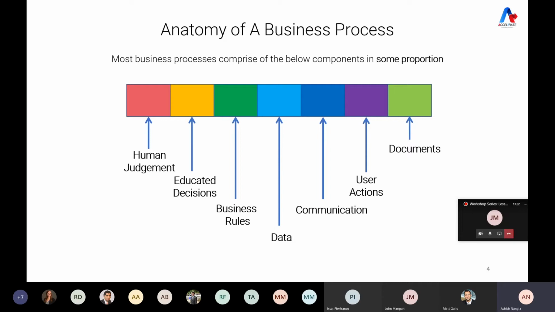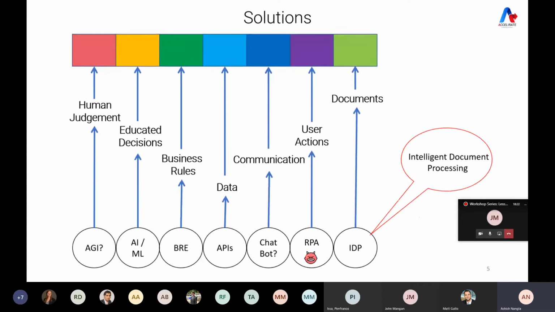What differs in some business processes and some organizations is generally the proportion of these. Some are document heavy, some are business rules heavy, some are data heavy, and there are a lot where human judgment is required and there is user action required. Those are handled differently, but there is some of this in pretty much all complex business processes, and there are solutions to pretty much all of these nowadays.